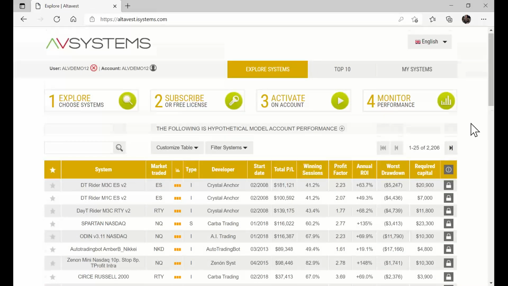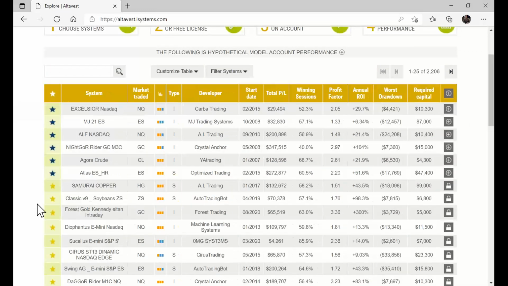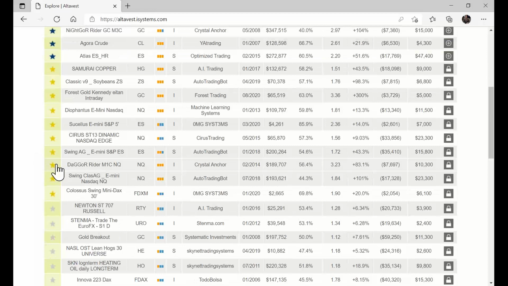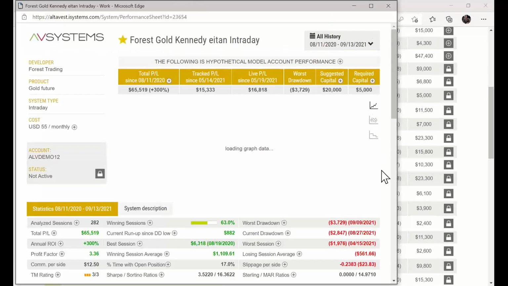So I just want to point out too that once you filter or you want to look at your favorites, the blue means it's live. So you can see these under my systems. These are your favorites, or you can turn off a favorite just by clicking on it. So there you have it, folks. This is an interesting one. It's on a small drawdown right now, but this is kind of a fun one.